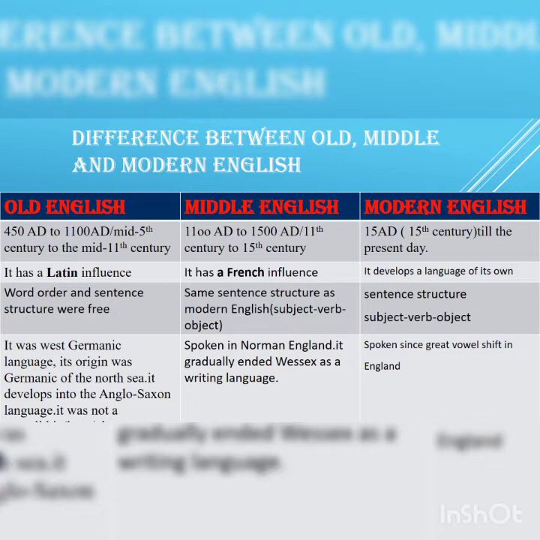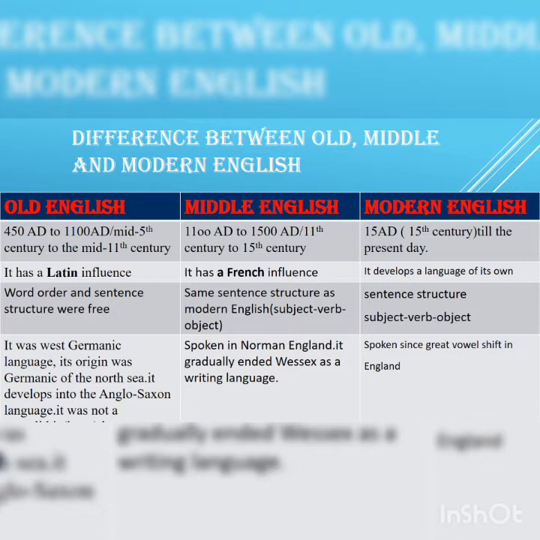Old English. The time period of Old English was mid 5th century to mid 11th century, and the time period of Middle English was 11th century to 15th century, and that of Modern English was 1580 till the present day. Old English has a Latin influence, Middle English has a French influence, and Modern English develops a language of its own, with no other influence.